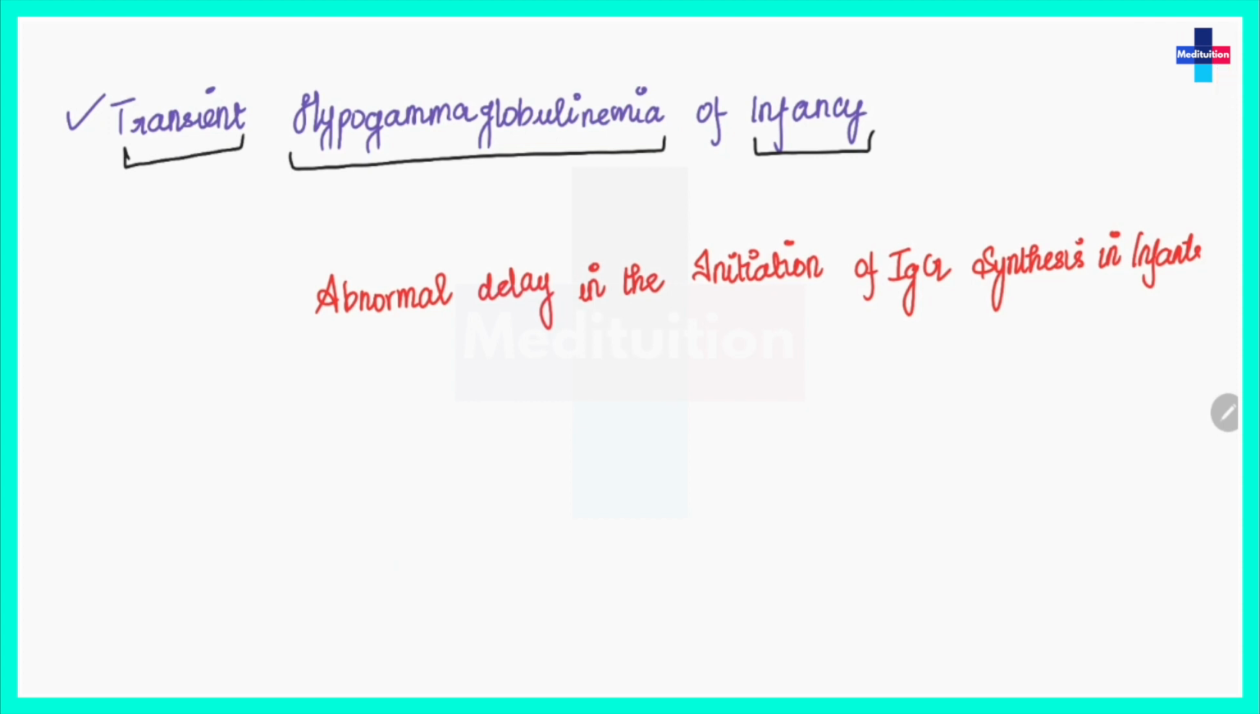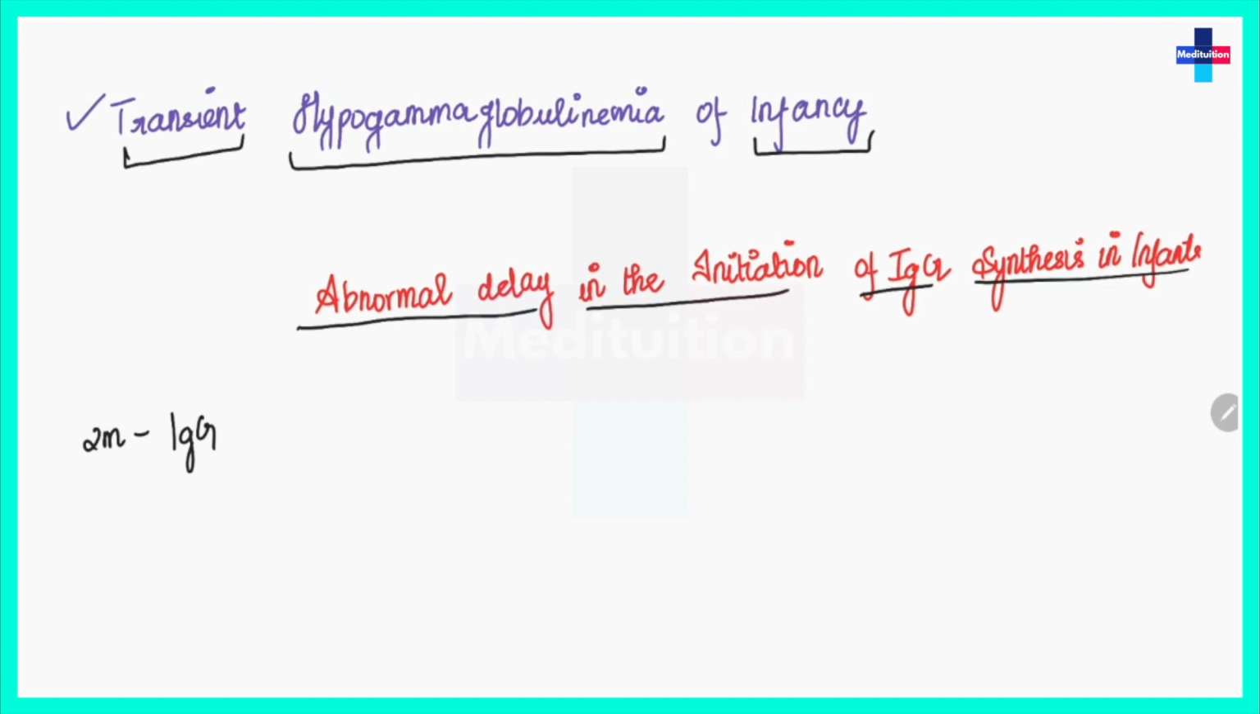Then the second disorder we will see is transient hypogammaglobulinemia of infancy, and this is also a humoral immunodeficiency disorder. In transient hypogammaglobulinemia of infancy, there is an abnormal delay in the initiation of immunoglobulin G synthesis in infants. Normally we get mother's antibodies till 6 months, while the infant is breastfed, but usually that maternal antibody is also catabolized. Then around 2 months the person will start producing his own antibody. So immunoglobulin G will be produced by the 2nd month of life.